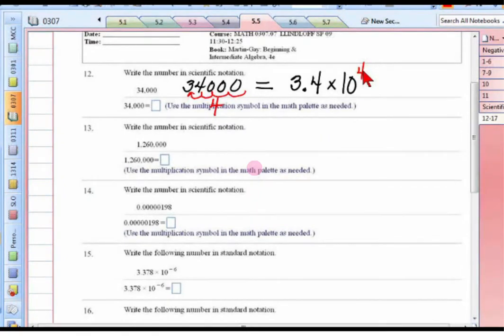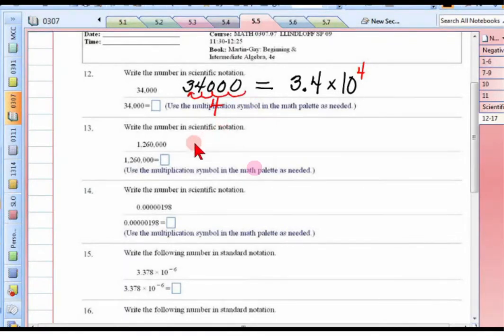So to figure out what the power is, you always start from 0. You start from where the original position of the decimal should be. And in a whole number, it's always on the right. Okay? All right, now let's look at number 13.